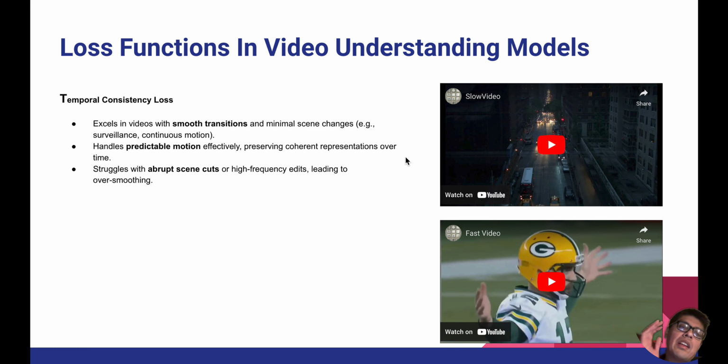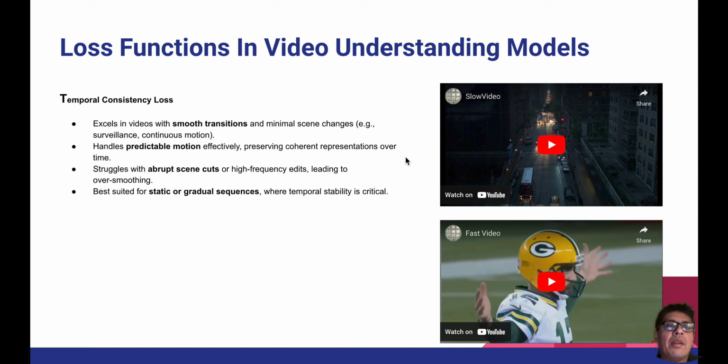And temporal consistency loss struggles with abrupt scenes because the temporal inconsistency is going to be very high. And therefore, the loss is going to shoot all over the place, right? It's best suited for gradual sequences. That's what temporal consistency loss is.